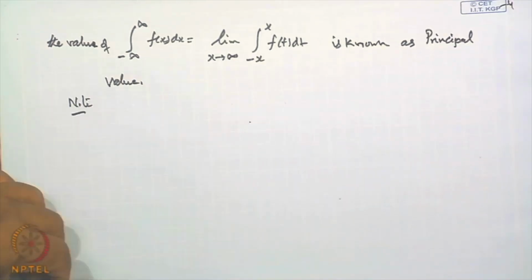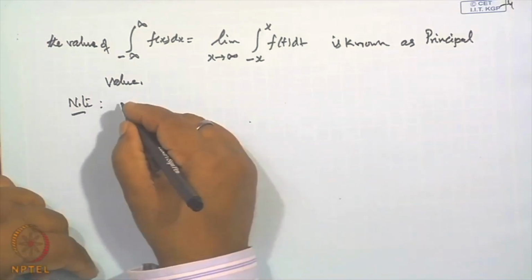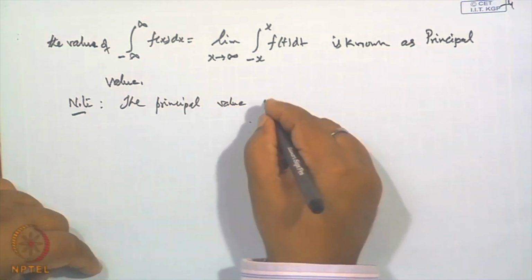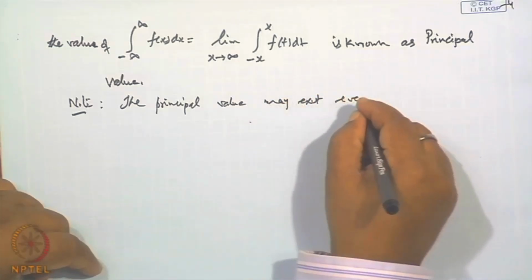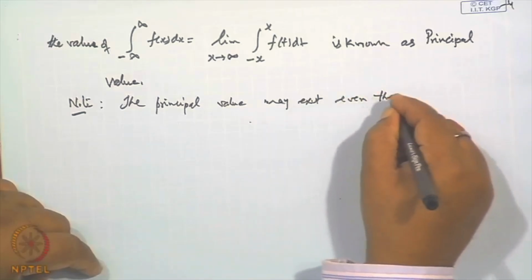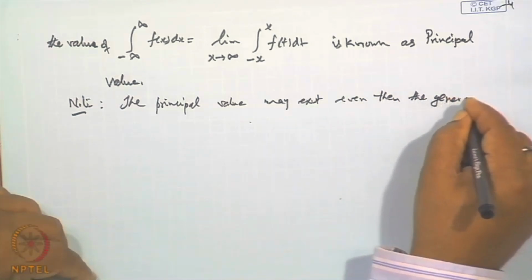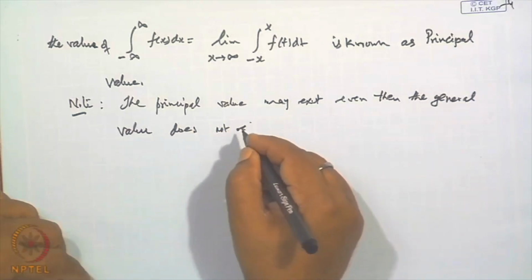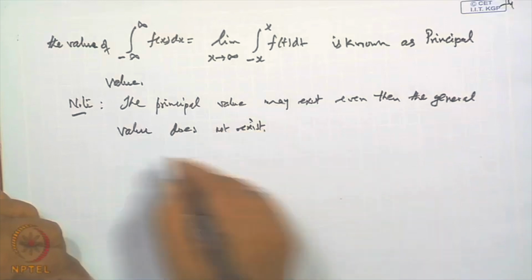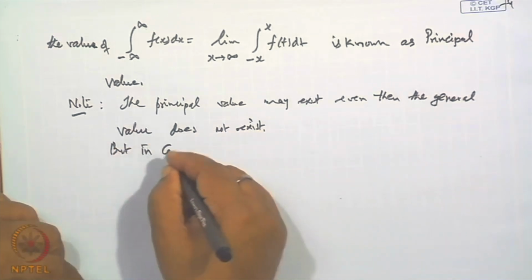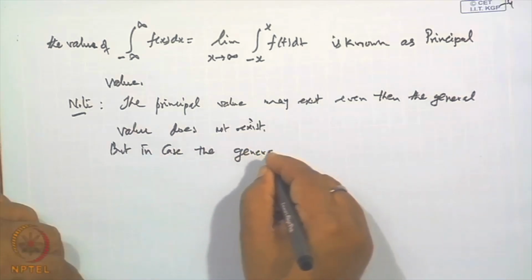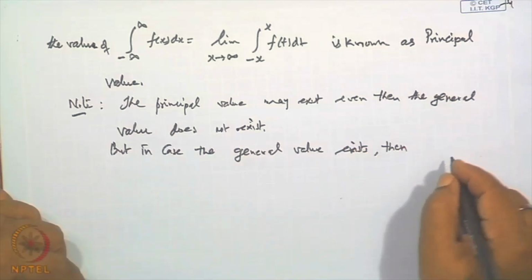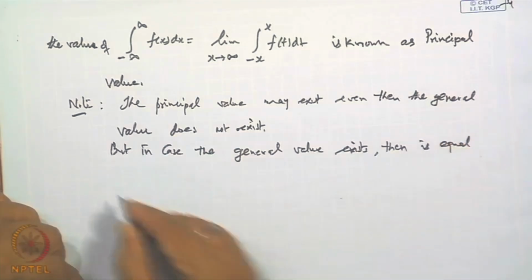Now, as you know, it is seen that the principal value of an integral may exist even though the general value does not exist. But in case the general value exists, then it is equal to the principal value.